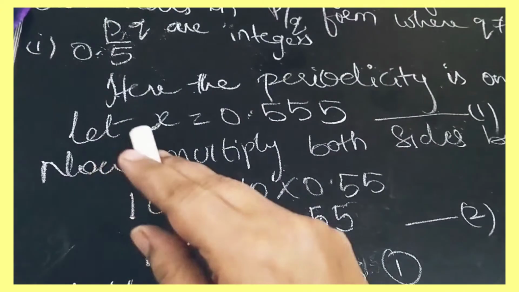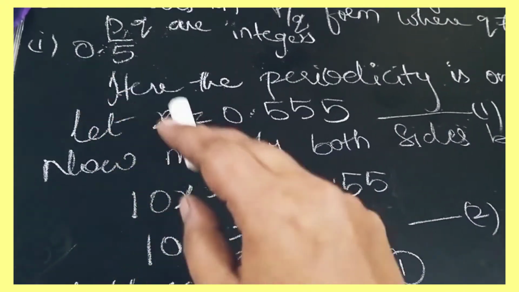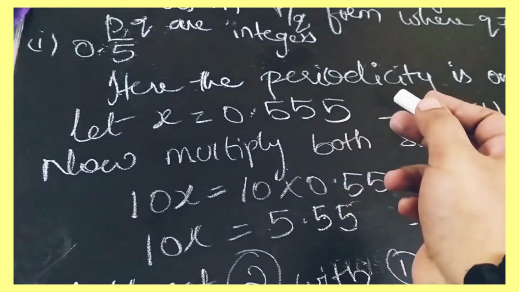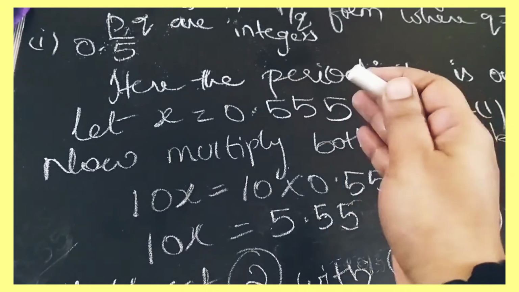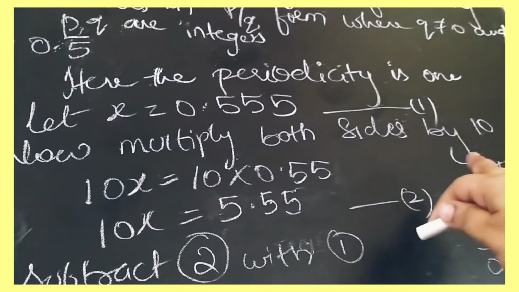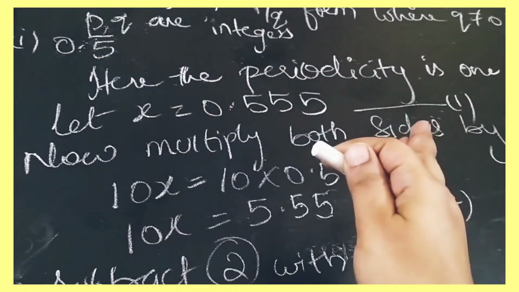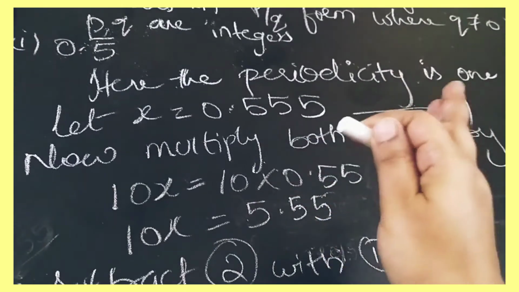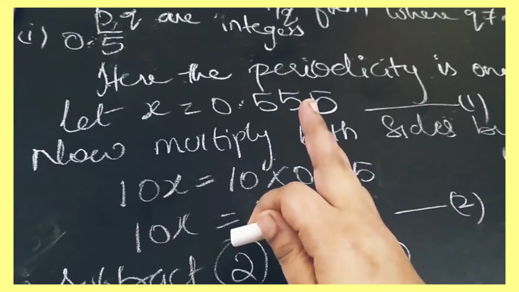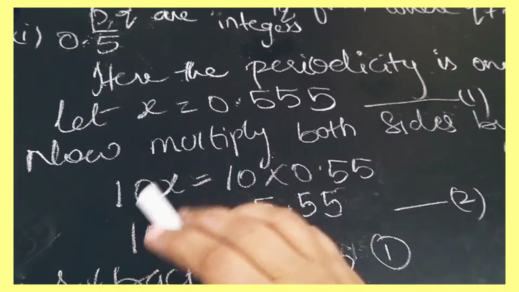So here let x equal, we have to assume this 0.5 bar as x. x equals 0.5 bar means you can take 0.555. If you want to take more numbers, you can take. Now multiply both sides by 10. Here periodicity is 1 now, so we have to take 10. If periodicity is 2, you have to take 100. If periodicity is 3, you have to take 1000, like this. So 10 into x is 10x.